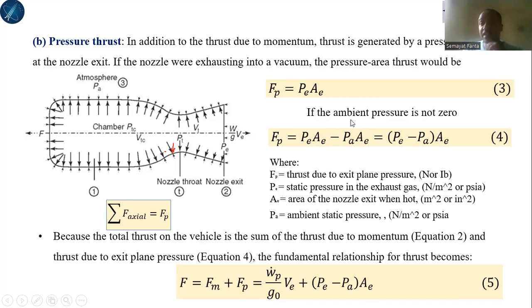So for the pressure thrust, the ambient pressure is not zero because there is some atmospheric pressure. This formula works only when ambient pressure is zero, but in the atmosphere, this is not the correct way. So it is P exit minus P atmosphere, or ambient pressure, times exit area. So this is the pressure component of the thrust. Summing up the two components, the momentum thrust plus the pressure thrust gives us the total thrust. Okay, so this is the thrust equation in our case.